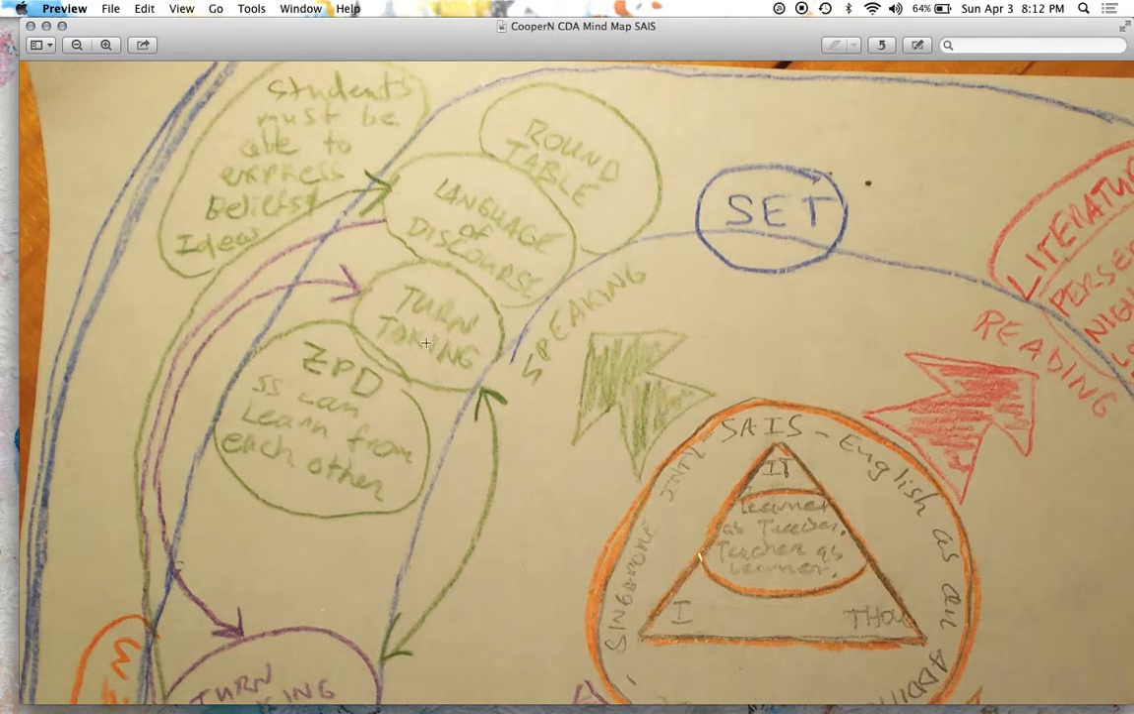The speaking and the listening, of course, are connected. That's why there's all these arrows. Turn-taking. What does it mean to engage in turn-taking when I'm speaking? Then again, ZPD. Students can learn from each other. Here's my belief in here.